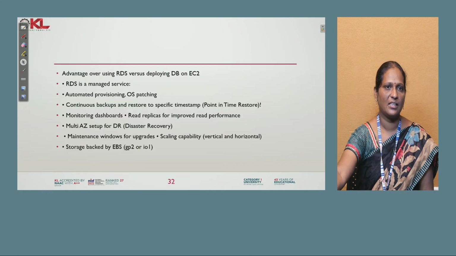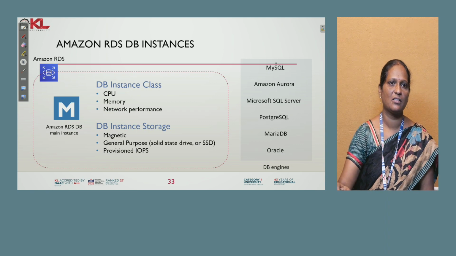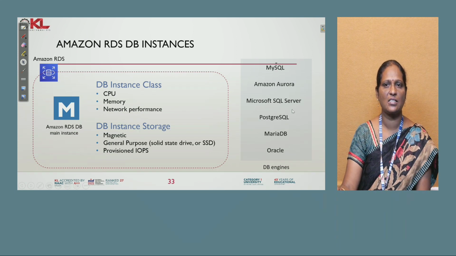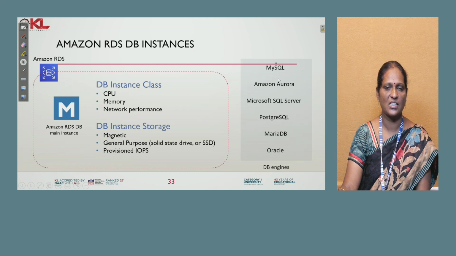So RDS defines a relational database, where you can have different engines, such as MySQL, Aurora, SQL Server, PostgreSQL, MariaDB and Oracle. These are all the various engines in Amazon RDS databases. Among these, the powerful one is Amazon Aurora, because it is a serverless relational database service. So you can launch an RDS in two ways, by using EC2 or by using managed RDS.